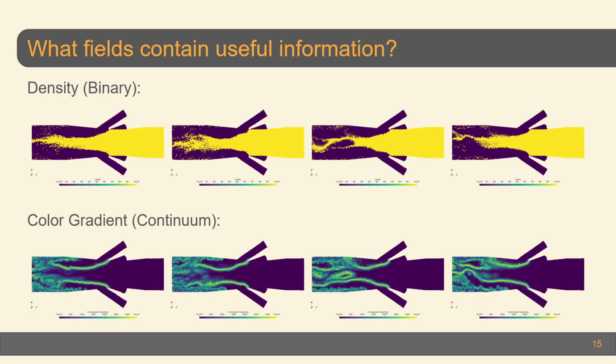An alternative approach is to use the continuum representation of this interface by looking at the color gradient. Specifically, what you see here is the color gradient magnitude. Rather than being able to distinguish between different phases, as with the density, the color gradient is very sharp in regions where there's an interface between the two phases. This means that we lose information about which material is in which phase, but we do build up the measure that we are interested in, specifically some measure of surface area itself.